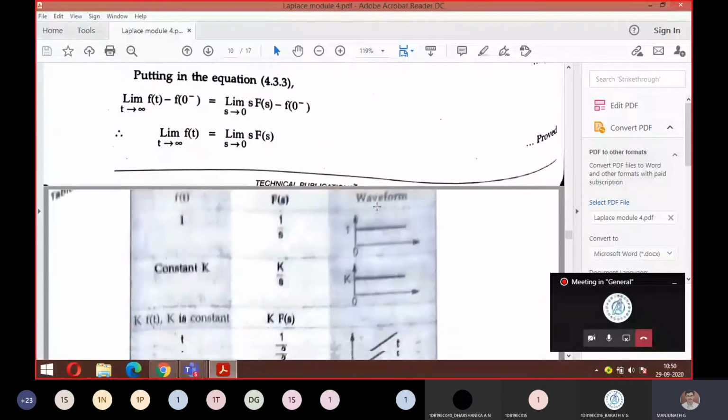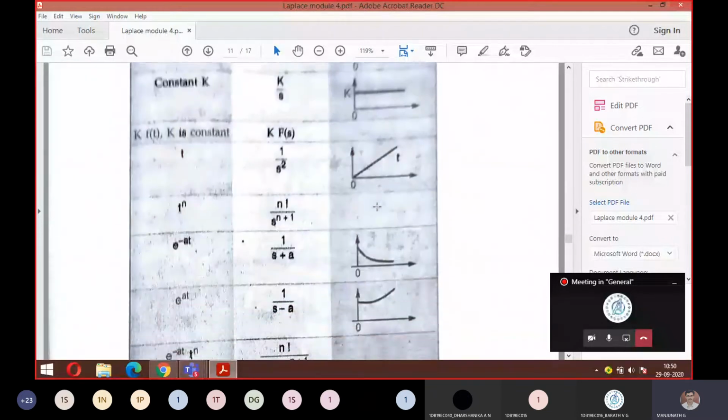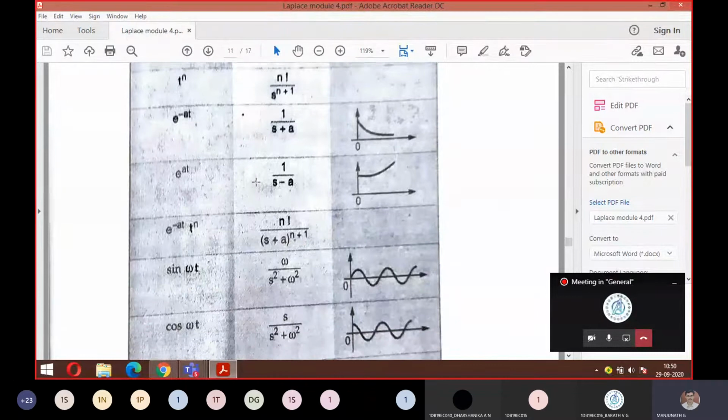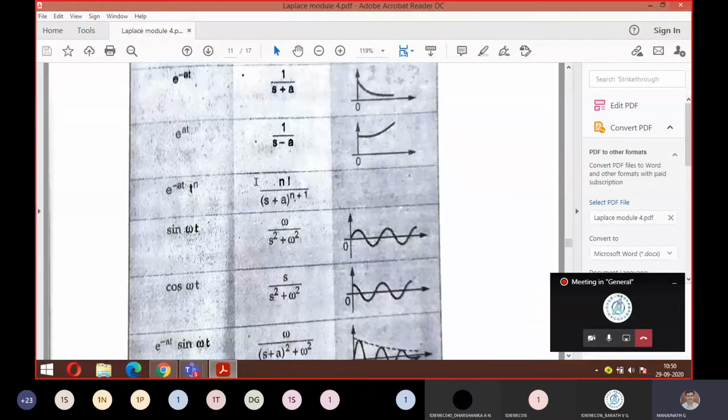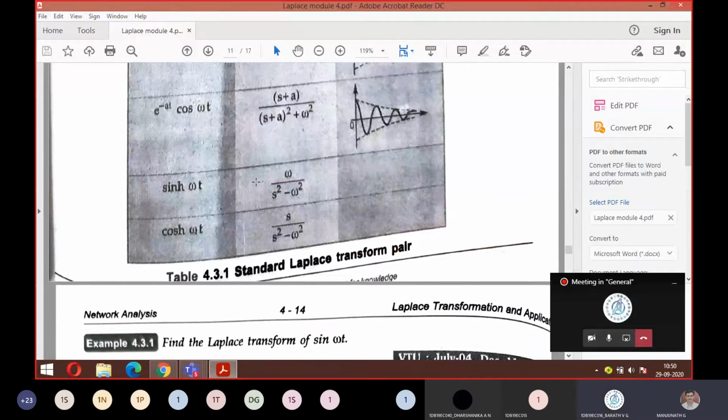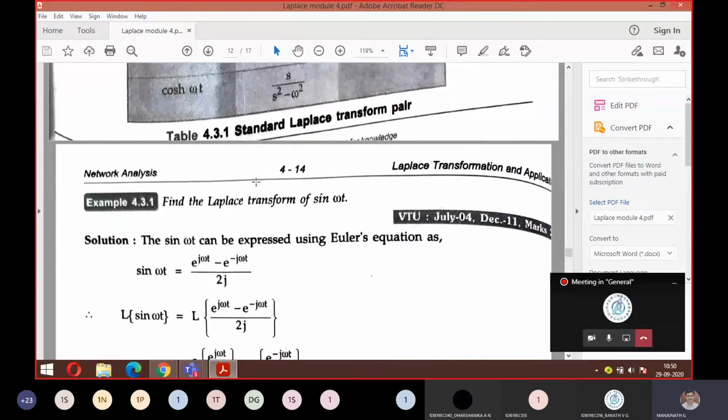And in this table, what you can see is the corresponding f of t and the corresponding f of s, the answer you get after applying Laplace. I hope we finished the sin omega t, cos omega t and exponential into sin omega t problems. Yes, sir. Okay, so now listen here.